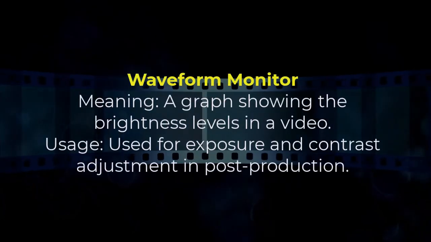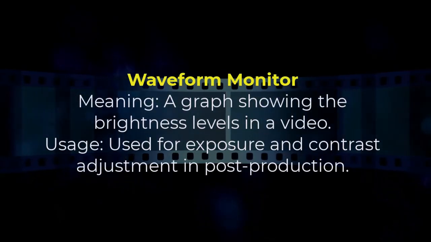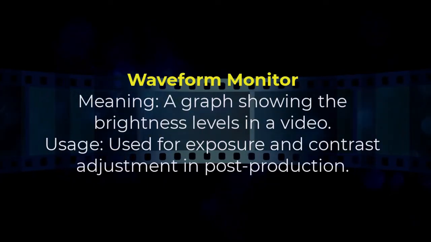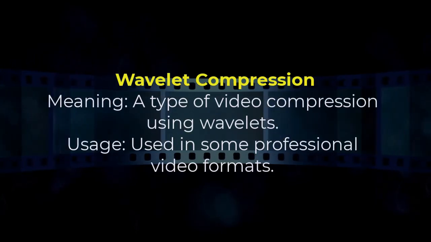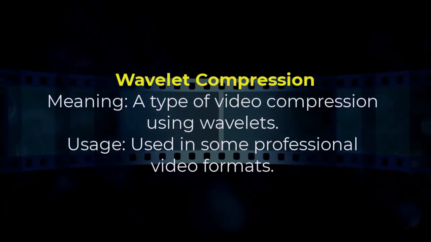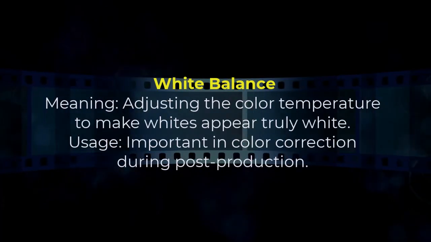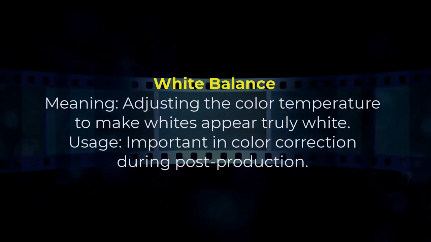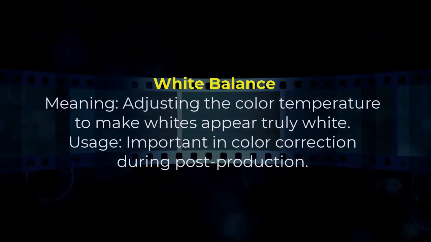Waveform monitor. Meaning, a graph showing the brightness levels in a video. Usage. Used for exposure and contrast adjustment in post-production. Wavelet compression. Meaning, a type of video compression using wavelets. Usage. Used in some professional video formats. White balance. Meaning, adjusting the color temperature to make whites appear truly white. Usage. Important in color correction during post-production.